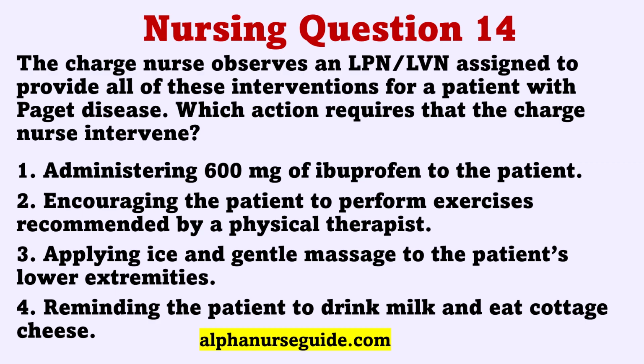The correct answer is 3. Applying ice and gentle massage to the patient's lower extremities. Rationale: Applying heat, not ice, is the appropriate measure to help reduce the patient's pain. Ibuprofen is useful to manage mild to moderate pain. Exercise prescribed by a physical therapist would be non-impact in nature and provide strengthening for the patient. A diet rich in calcium promotes bone health.